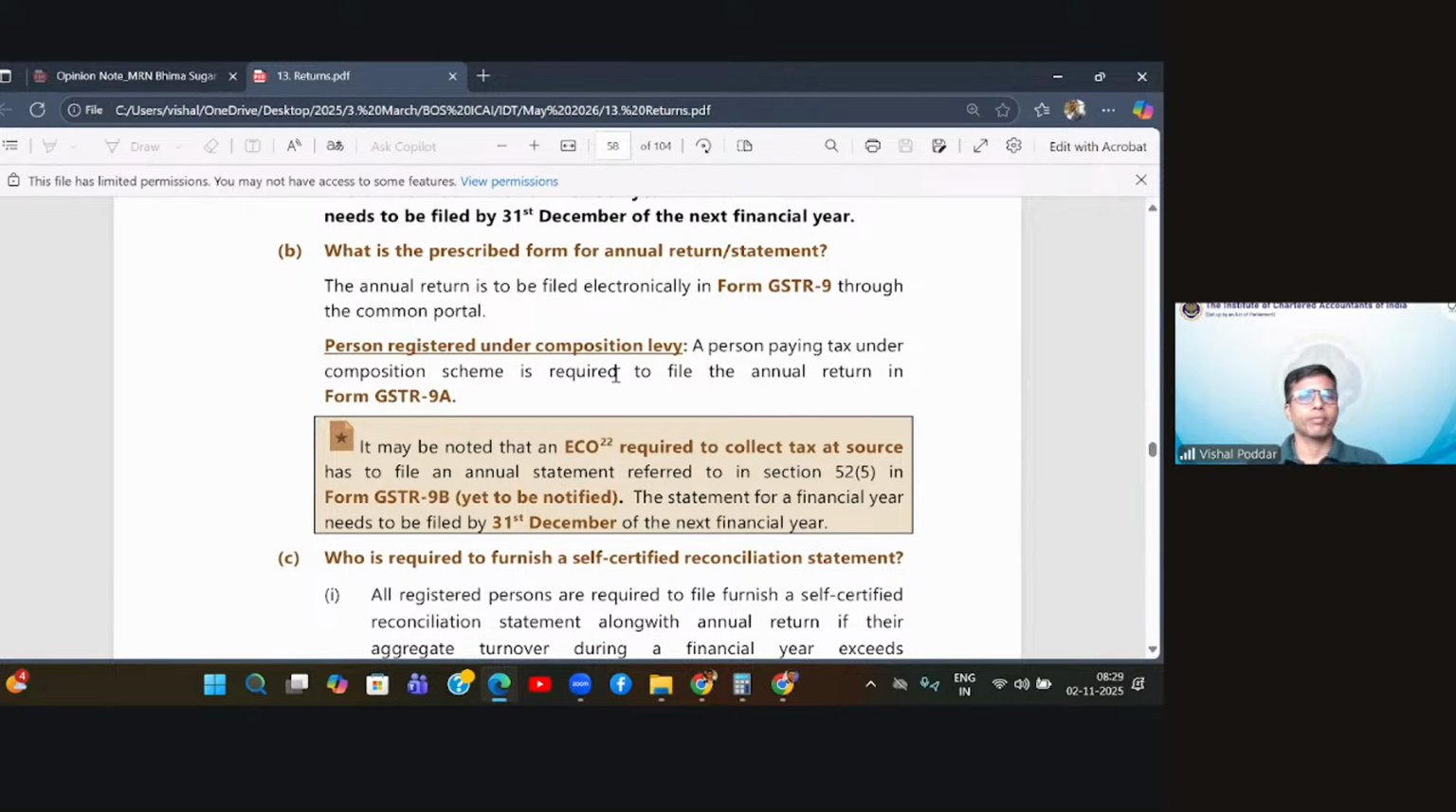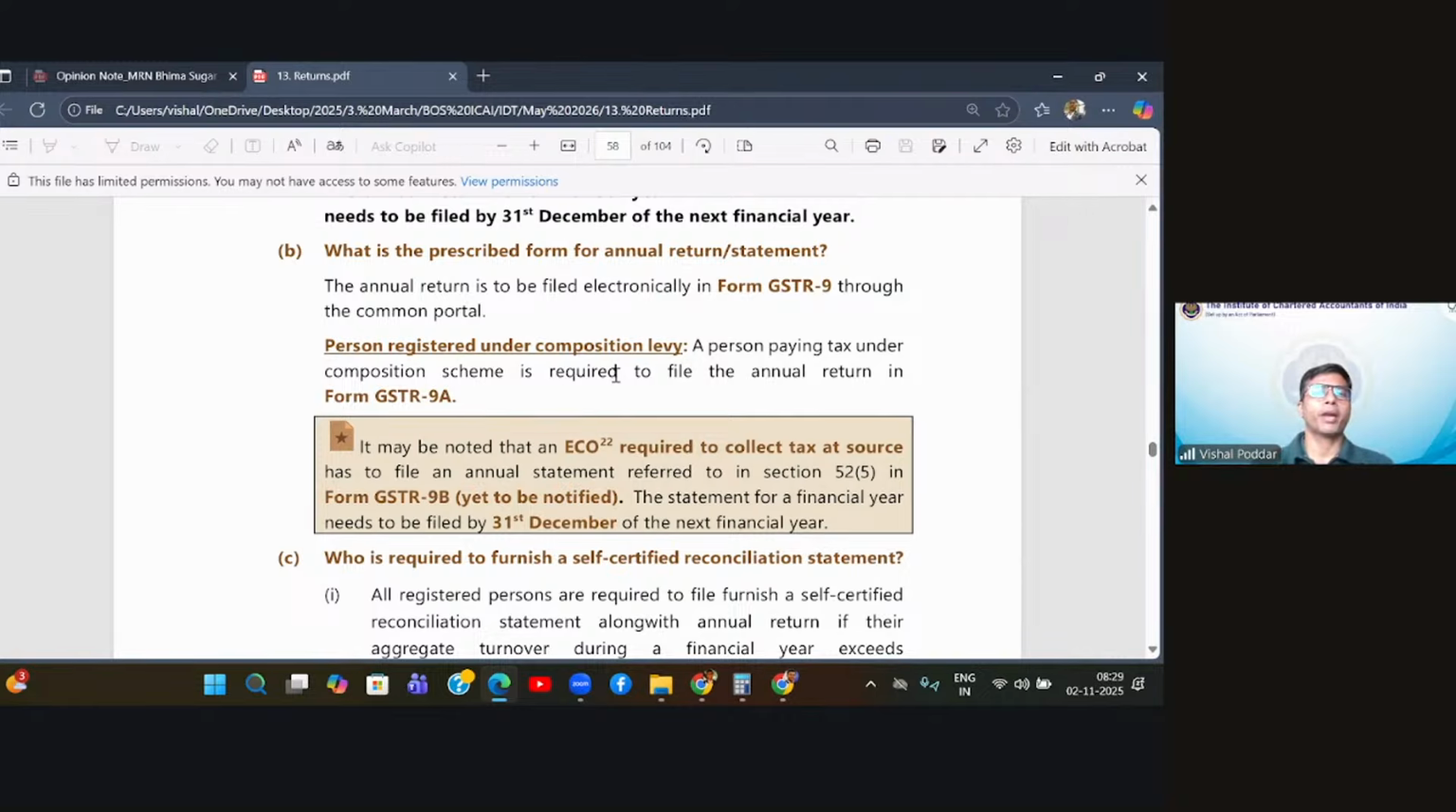What is the prescribed form for the annual return statement? Annual return is to be filed electronically in Form GSTR 9 through the common portal. A person registered under composition levy, that is, paying tax under the composition scheme, is required to file the annual return in Form GSTR 9A. Practically, this has no relevance now. This had relevance when composition dealers were required to file quarterly returns in GSTR 4, so they were supposed to file an annual return in 9A. Now, we have already seen that GSTR 4, which was earlier quarterly, is now itself made annual. So there is not much relevance of 9A, but still the portal has this 9A.